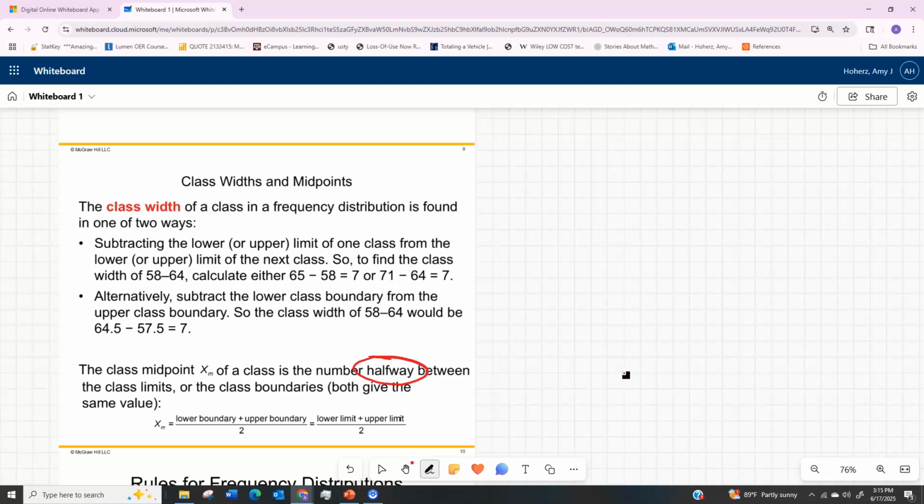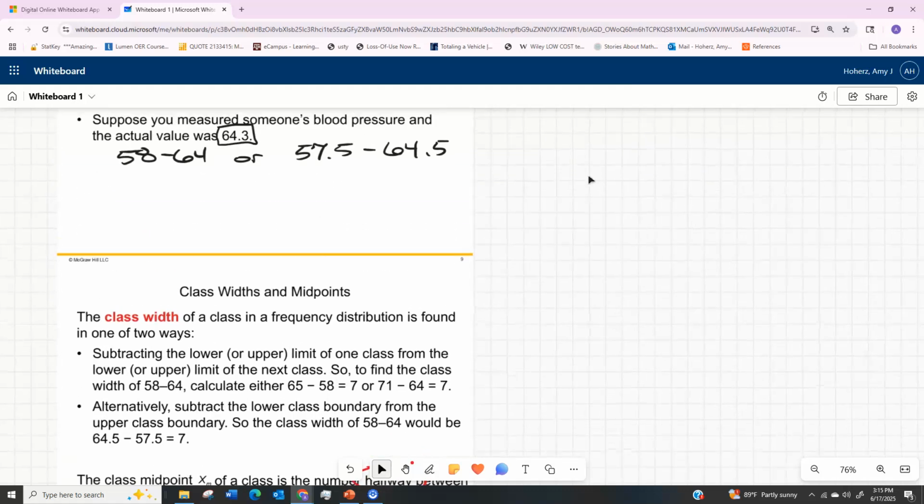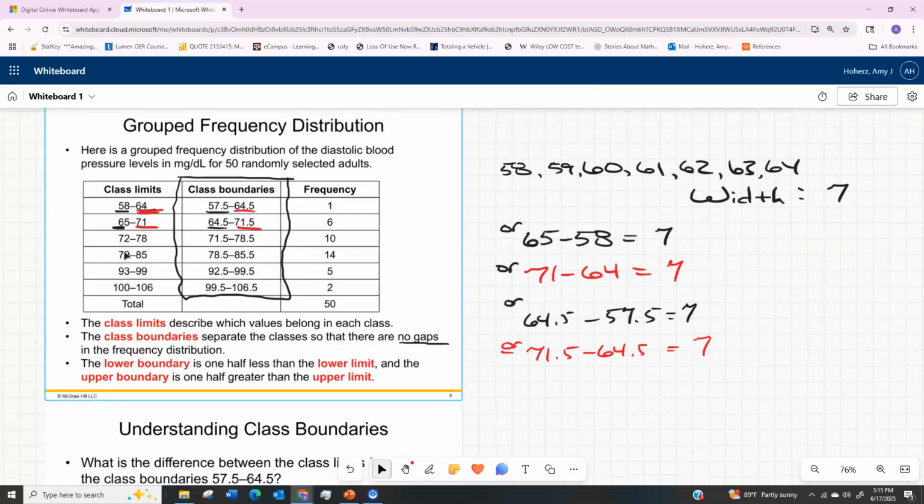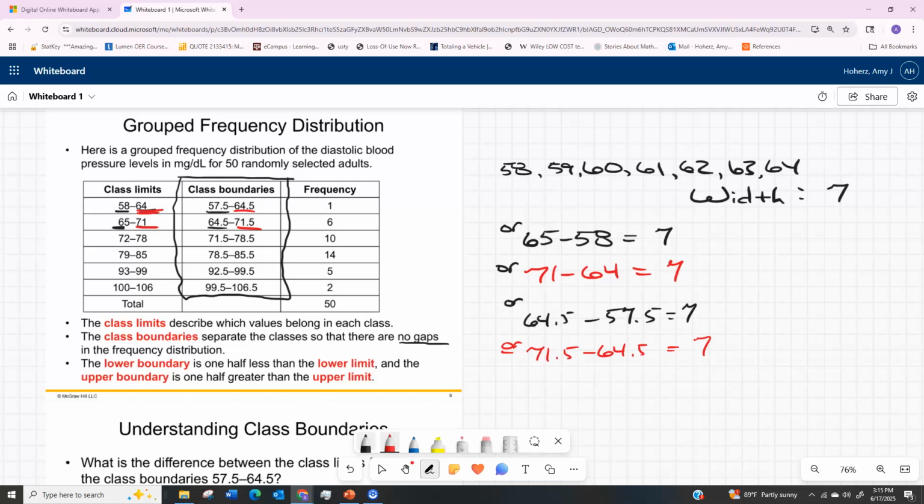So it's the average of the lower and the higher. So the lower boundary and the upper boundary divided by 2, or the lower limit and the upper limit divided by 2. We'll do one example. And in this case, let's do something besides the first one. We've done the first one a lot. So let's do this class right here.